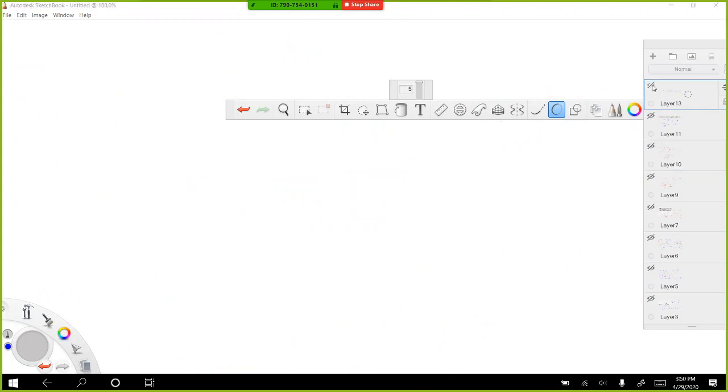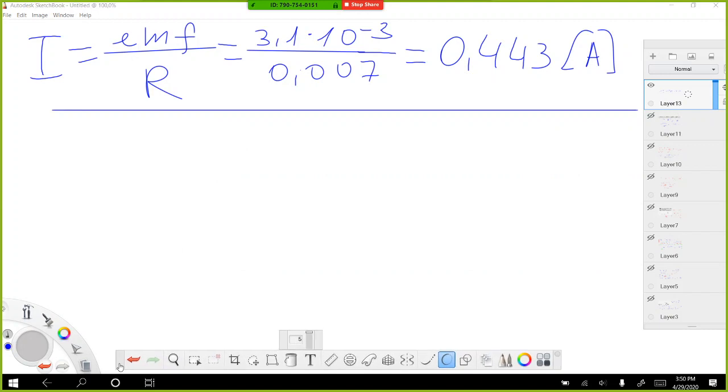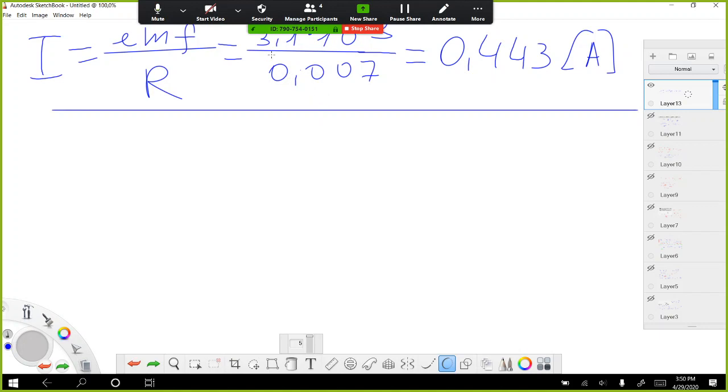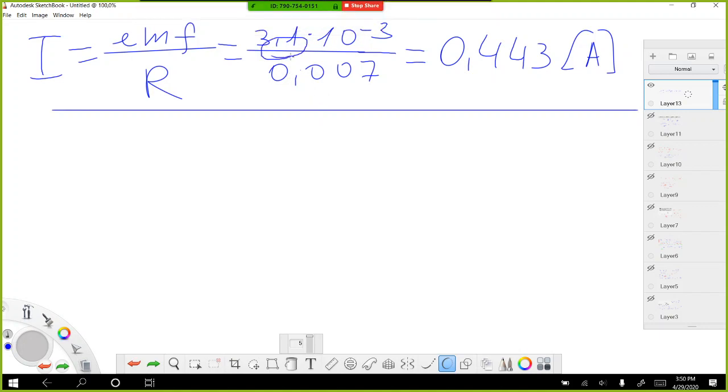The device we discussed here can be thought of as an AC generator that can supply peak current of 0.443 ampere, and which operates at peak voltage of 3.1 millivolts, and the frequency of alternating current is 50 Hertz.